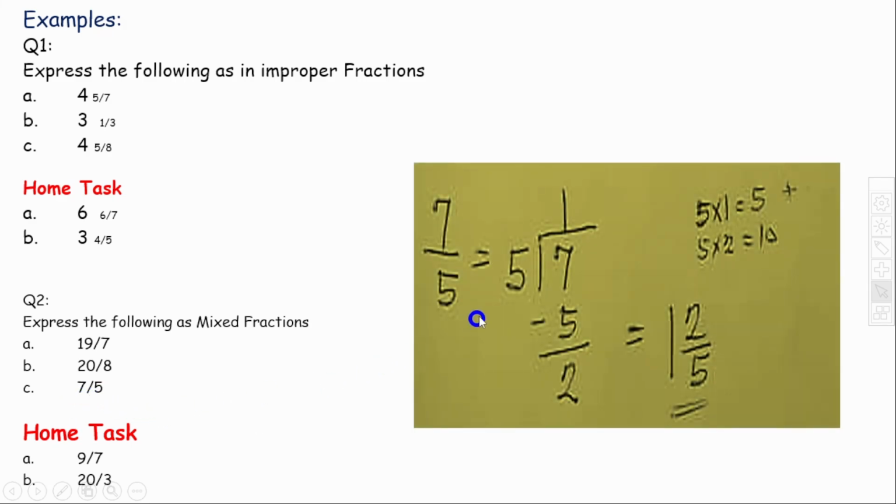Now let's go to the next question. 7 all over 5. You do the same thing. You write the numerator inside and the denominator outside. How many 5 can you find in 7? 5 times 1, 5. 5 times 2, 10. 10 is already more than 7. So you go back one step. So how many 5 can you find in 7? 1. You write 1 on the top. 5 times 1, 5. 7 minus 5, 2. This 2 that is under is the remainder, while this one that is on top is the whole number. So it becomes 1 whole number, 2 all over this same 5. Write it under here. 1 whole number, 2 all over 5 as the final answer.